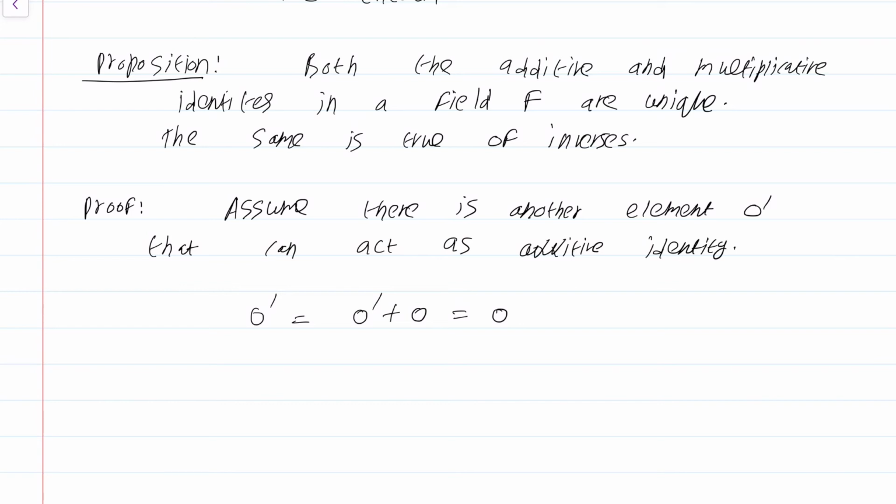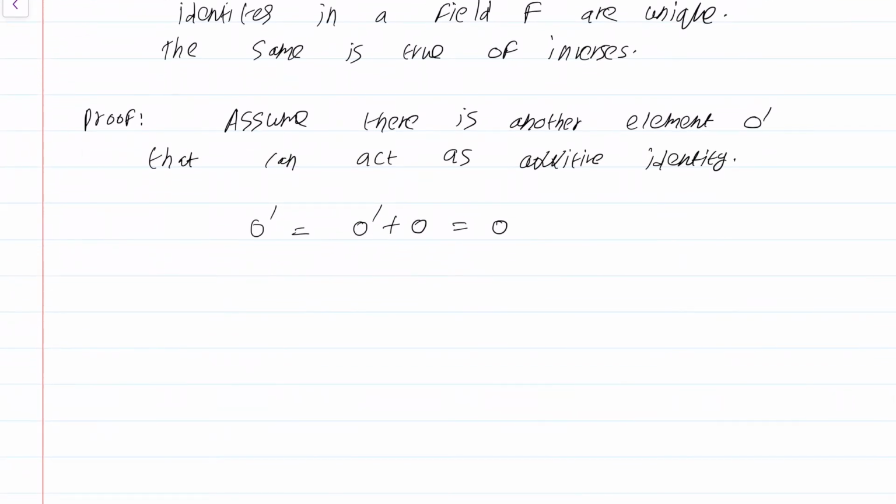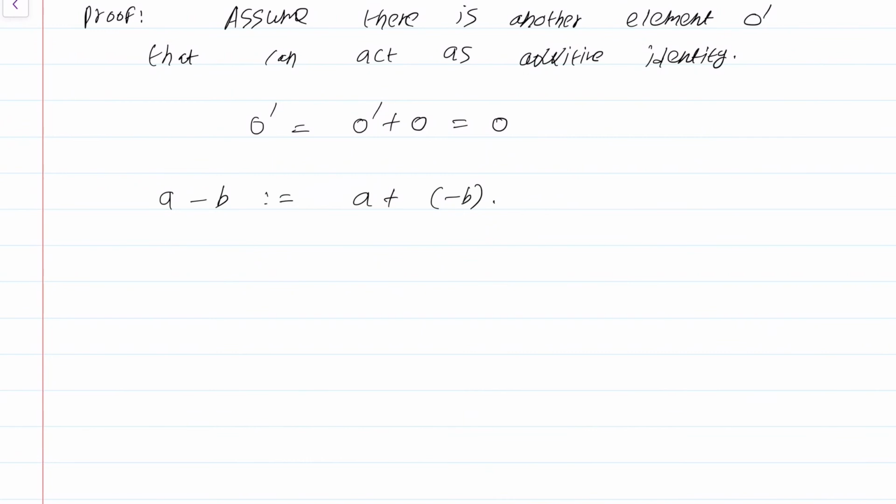Now the exact same argument works for multiplicative identities. I leave the proof of uniqueness of inverses as an exercise. Henceforth, we will also use the notation a minus b for a plus minus b. Okay. Let me just prove one more thing regarding fields.